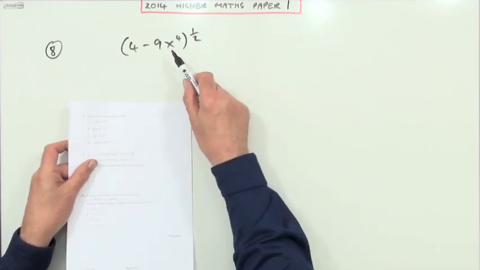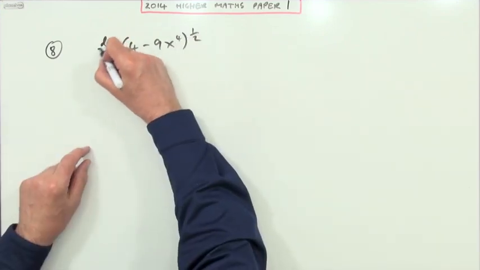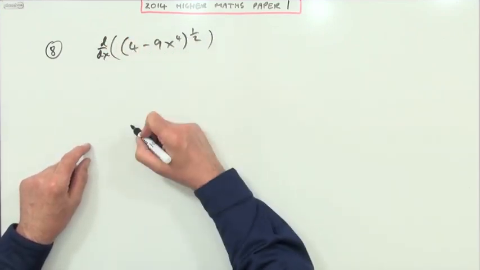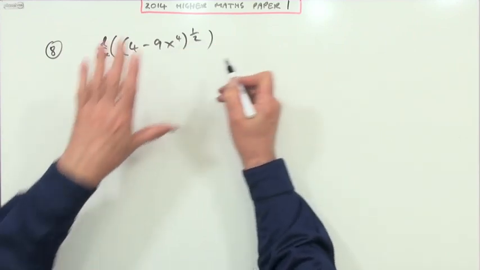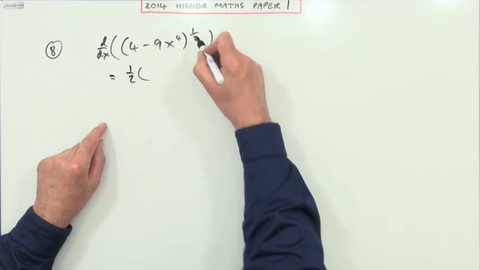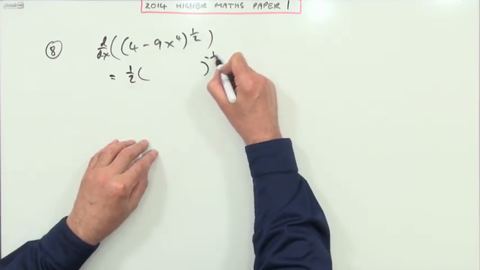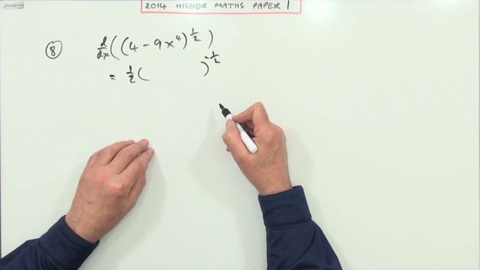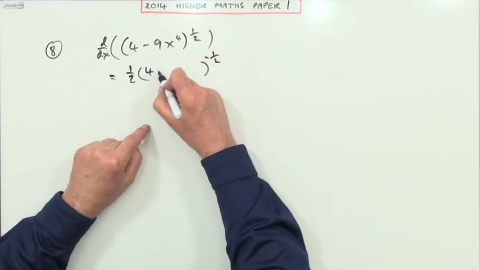Number 8, what's the derivative of this? Well, what's d by dx of this thing? A function of a function. Something to the power of half. So multiply by the power. Take 1 off the power. 1 off of a half is -1/2. It drops by 1.